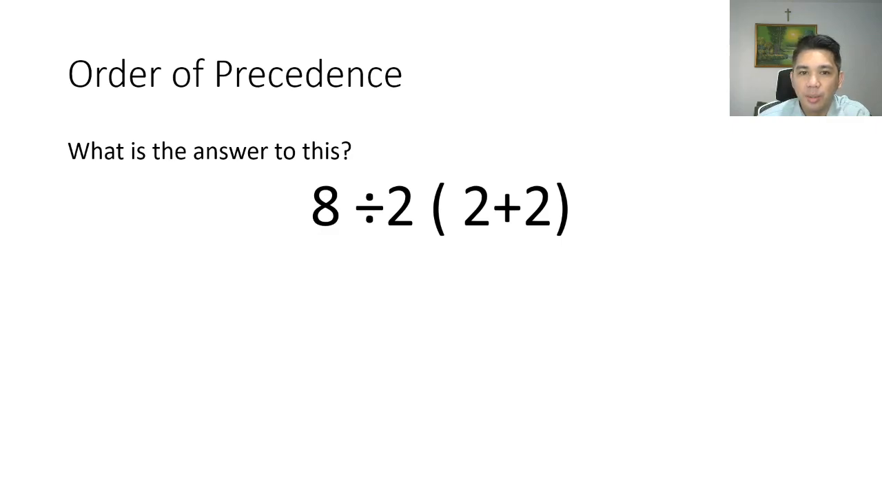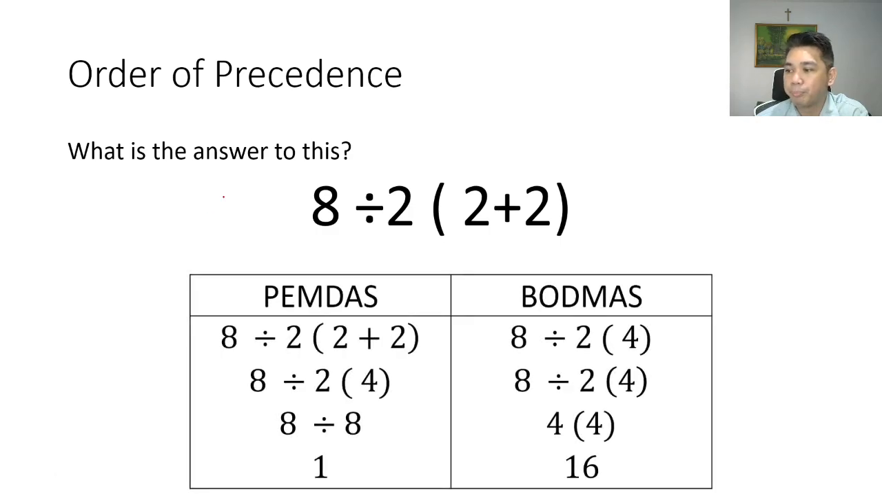Okay, so probably you already have an answer. Some of you may say that the answer is 1. Some of you may say that the answer is 16. There are actually two answers to this equation. And I cannot say which is more correct, but in my opinion, just my opinion, both answers are actually correct, 1 or 16. Why? Let me show you the computation for the two of them.